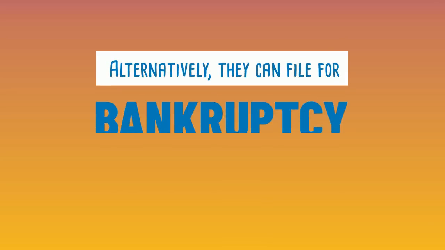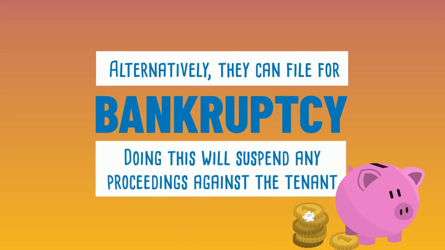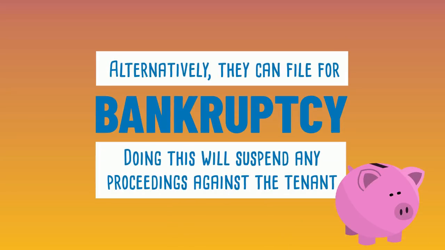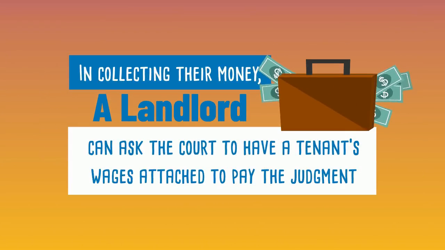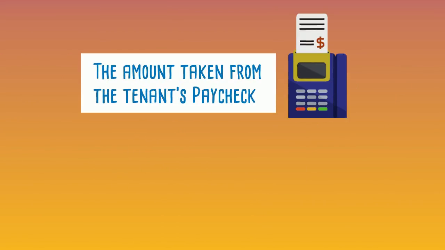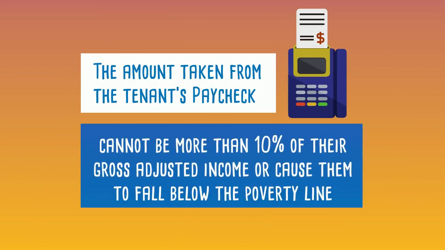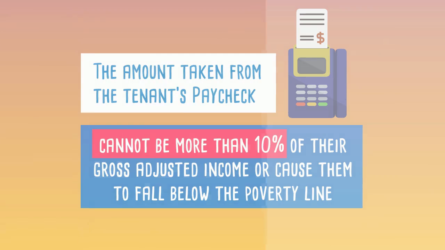Alternatively, they can file for bankruptcy. Doing this will suspend any proceedings against the tenant. In collecting their money, a landlord can ask the court to have a tenant's wages attached to pay the judgment. However, the amount taken from the tenant's paycheck cannot be more than 10% of their gross adjusted income or cause them to fall below poverty.